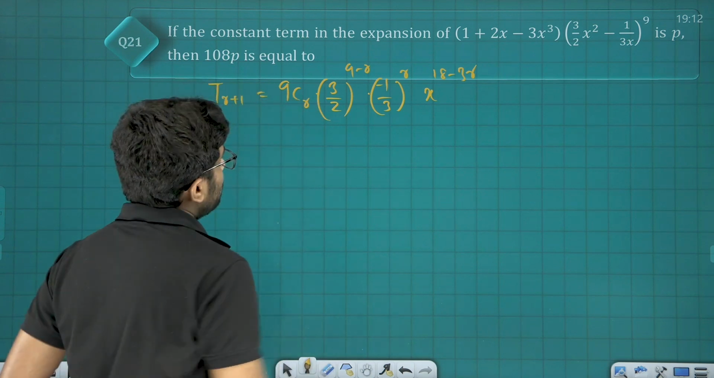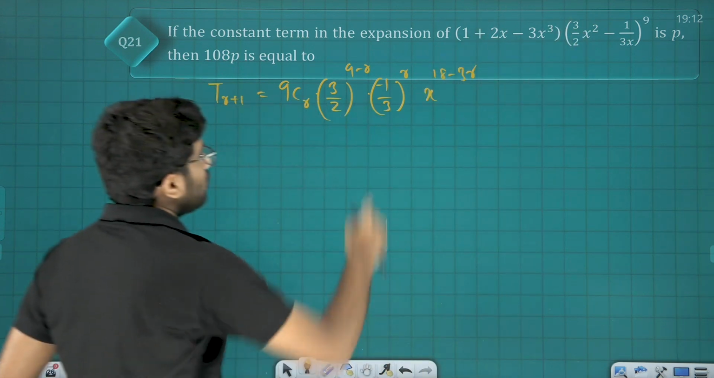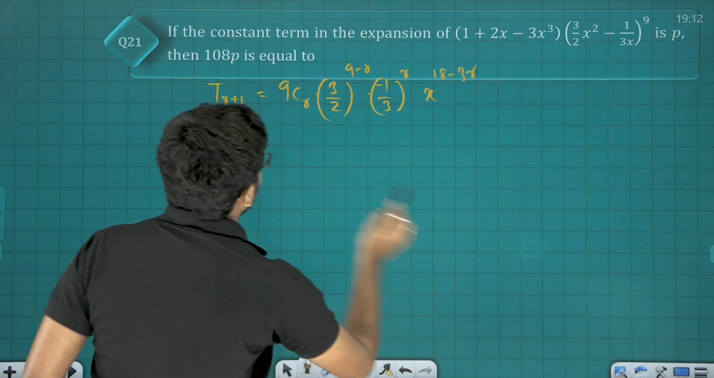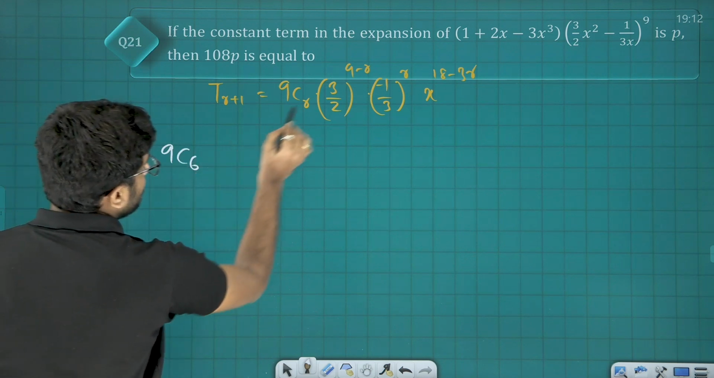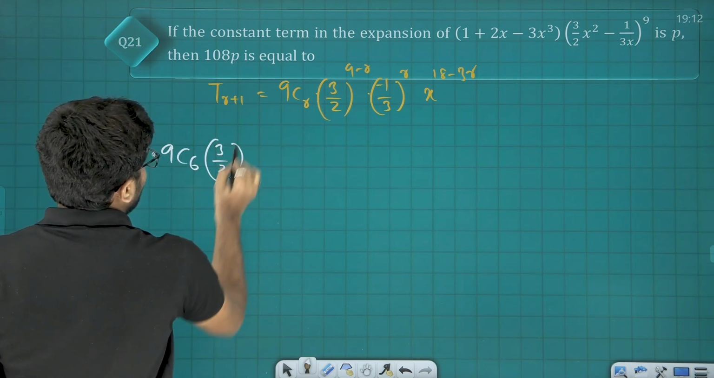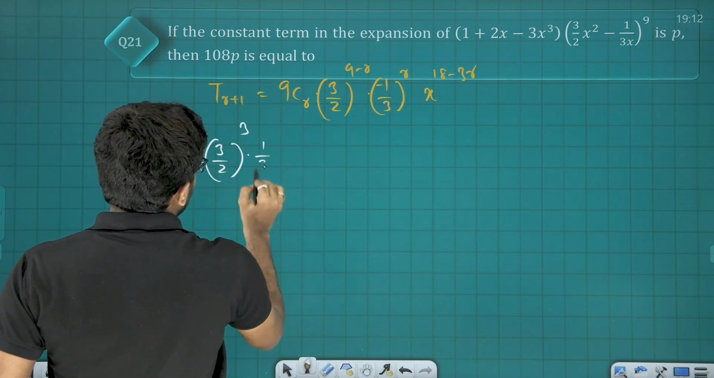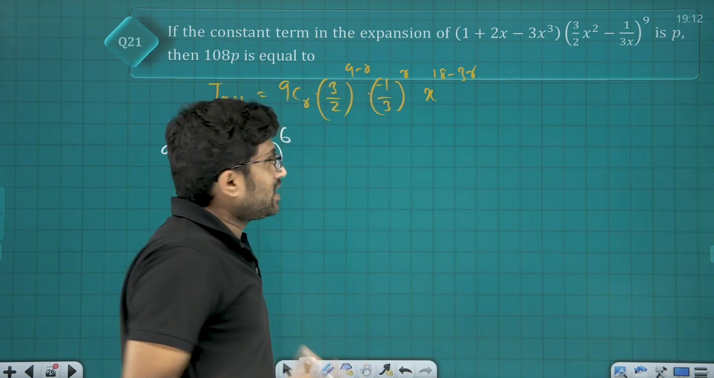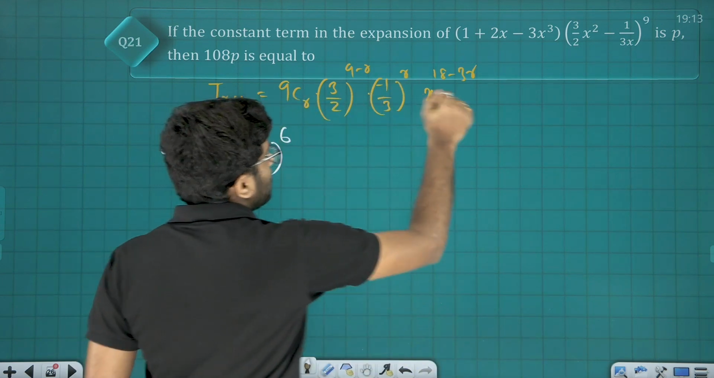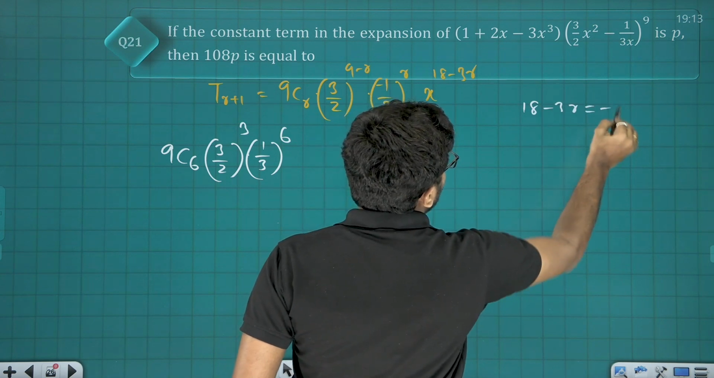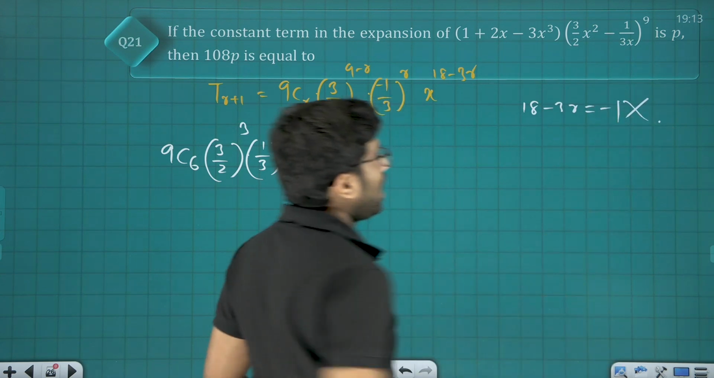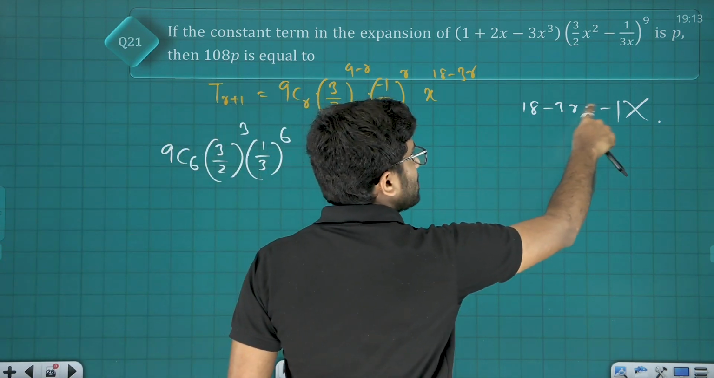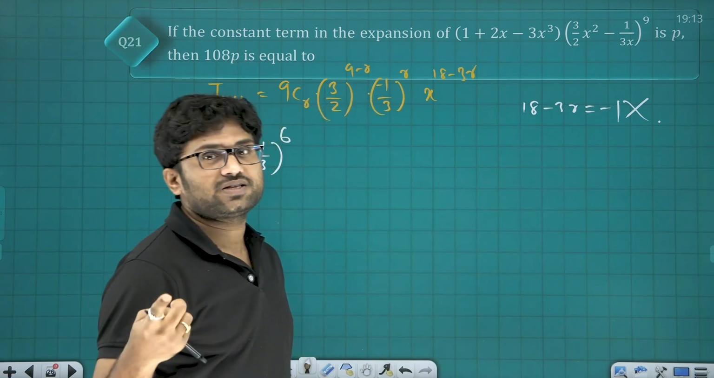So to get the constant term, when 1 is multiplied by this, the constant term will be when 18 minus 3R is equal to 0, R is equal to 6. If you put R equal to 6, 9C6, (3 by 2) power (9 minus 6) which is 3, into (1 by 3) power 6. Next, when x is multiplied by this, to get the constant term, we need a 1 by x term in this. But 1 by x means 18 minus 3R should be equal to negative 1. Is it possible? No. R should only be an integer. So when you take 18 minus 3R equal to minus 1, 3R is equal to 19, R is equal to 19 by 3.